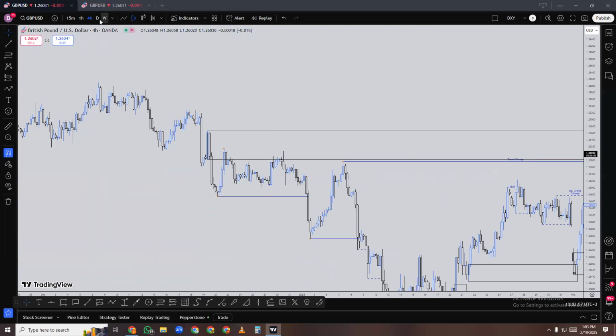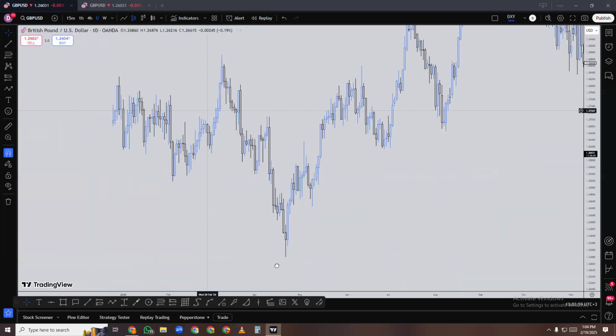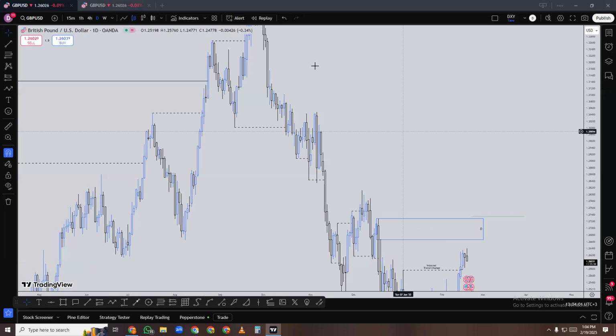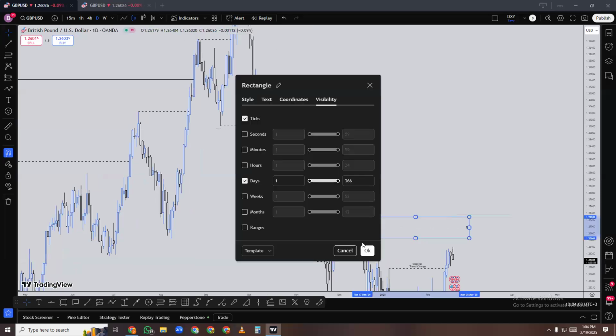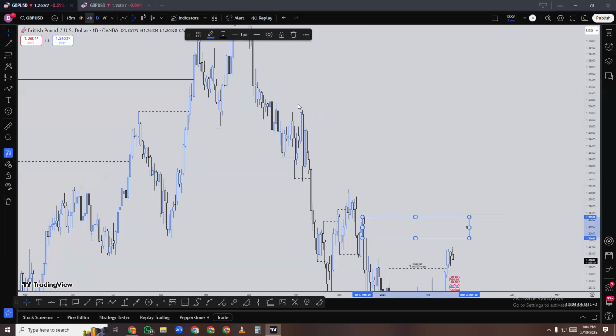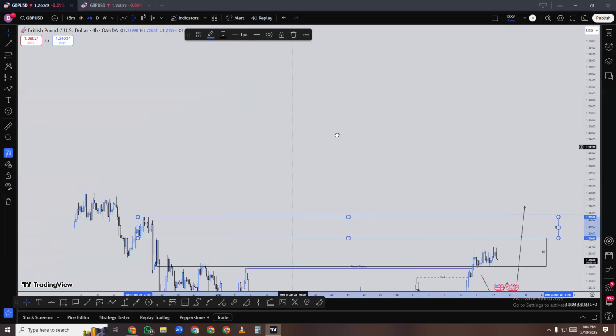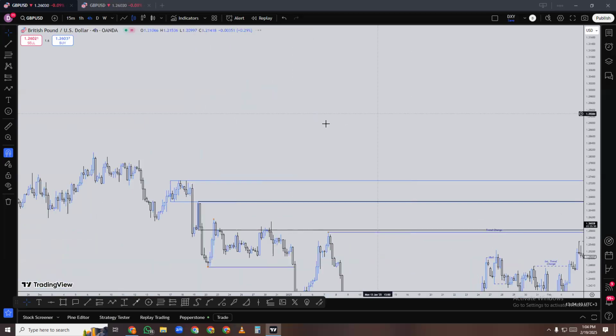So if we can just activate the daily, just activate that to be visible on the hours. Let's just see, because this is the process that I use to eliminate and to refine my zones. So as you can see, this is the refined order block, and this is what we have. And that is why I was saying this is the refined 4 hours order block, the unmitigated.